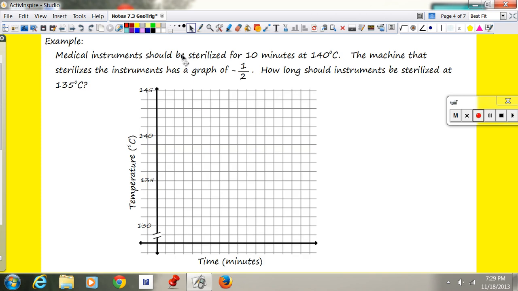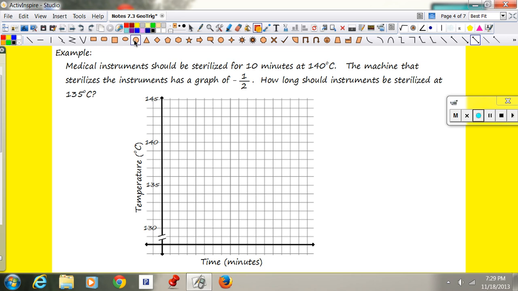Medical instruments should be sterilized for 10 minutes at 140 degrees Celsius. The machine that sterilizes the instruments has a graph with a slope of -1/2. How long should instruments be sterilized at 135 degrees Celsius? Okay, so 10 minutes, 140 degrees. That would be our first coordinate.